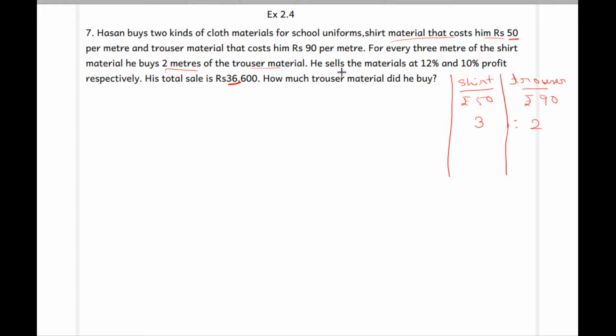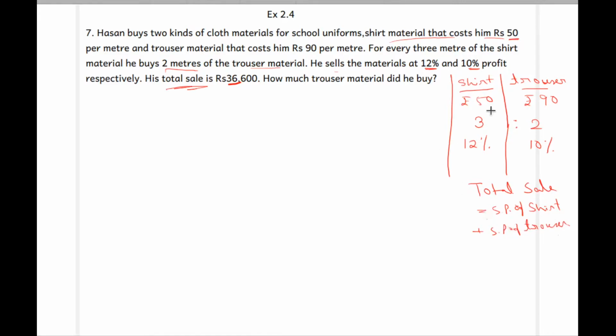More clues are given. He sells the material at 12% and 10% profit respectively. So, 12% profit for shirt and 10% profit for trouser. And the last clue is the total sale is 36,600. Total means the selling price of shirt plus the selling price of trouser. So this is given.